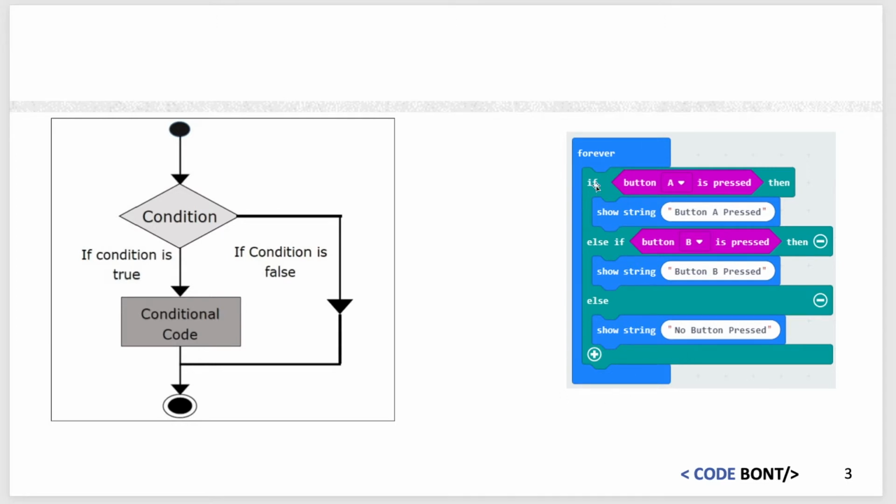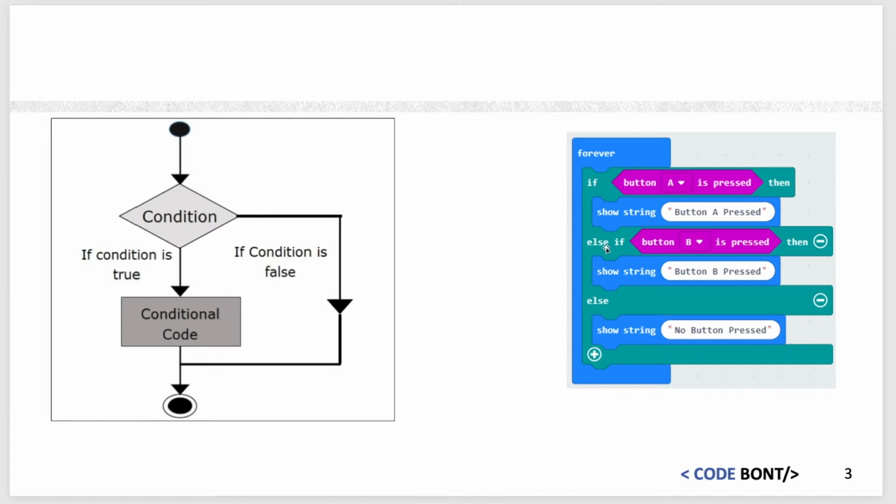But we've got an if and we've got an else if. So you can see with this code here on the left, we have just one if statement running, but this here is multiple if statements. So we've got if button A is pressed, then it's going to show the string "button A has been pressed". So it's basically an output. But what happens if button A isn't pressed? Well, look, we've got this other block here. So it says else if.